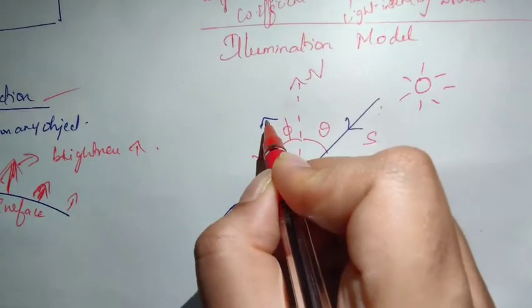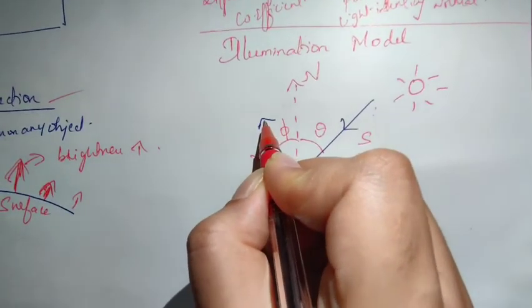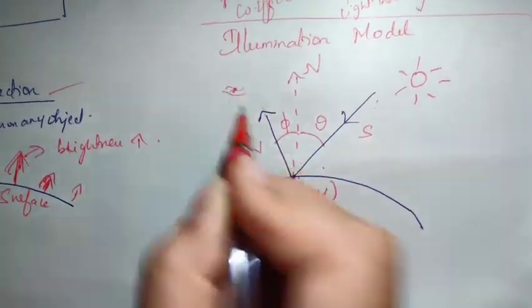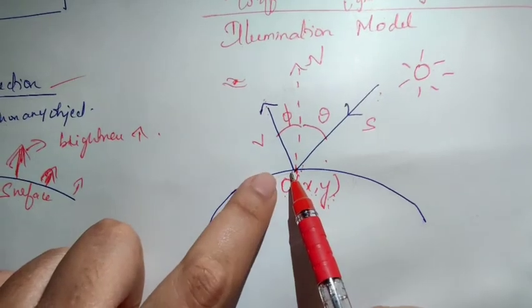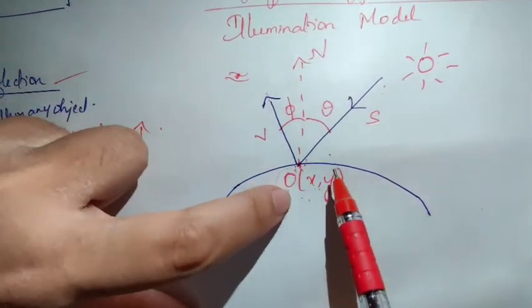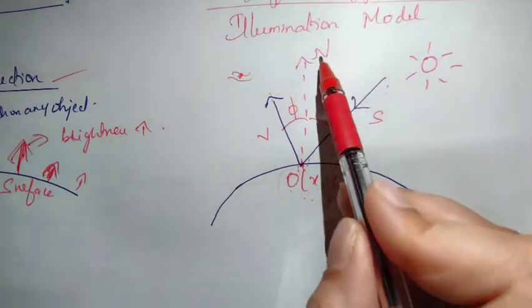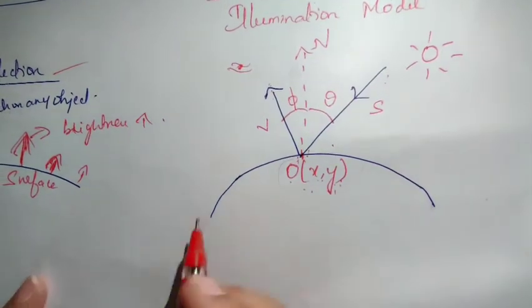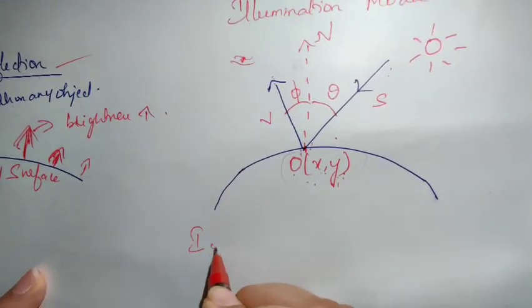V represents the viewing direction. It means at this point we are viewing and observing the object. In this point we need to find the light intensity, and here we are observing this object, whereas N represents the surface normal vector. For that, how can we calculate the light intensity after diffusion?